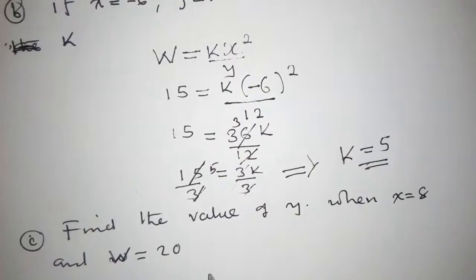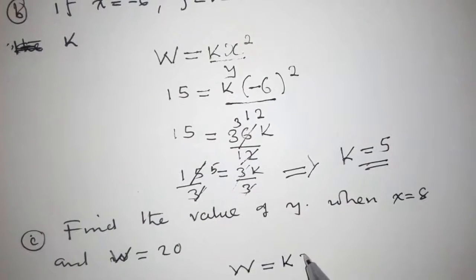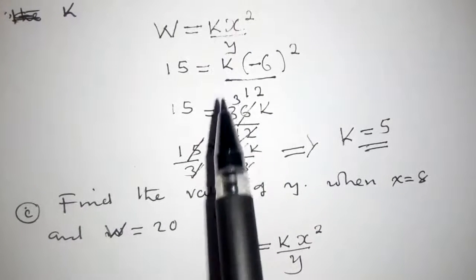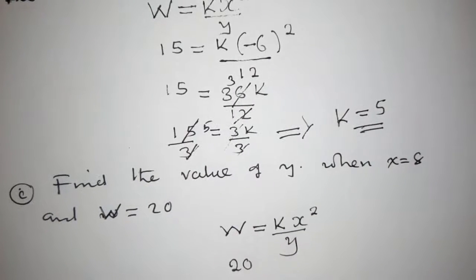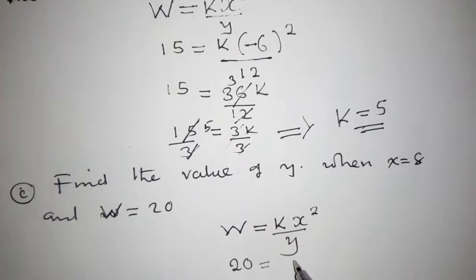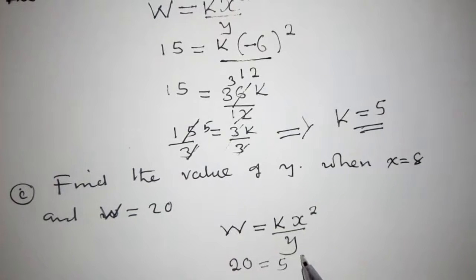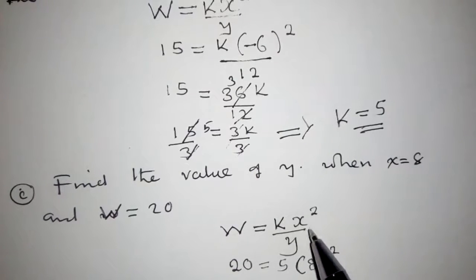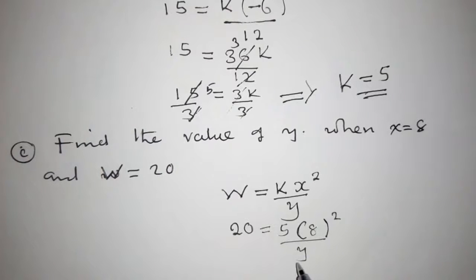So we use the same formula. It's very important to write the correct formula. So where there is w, we put 20, and where there is k, we put 5, because we just found k to be equal to 5. And where there is x, we put 8 squared here over y, and our interest is to solve for y.